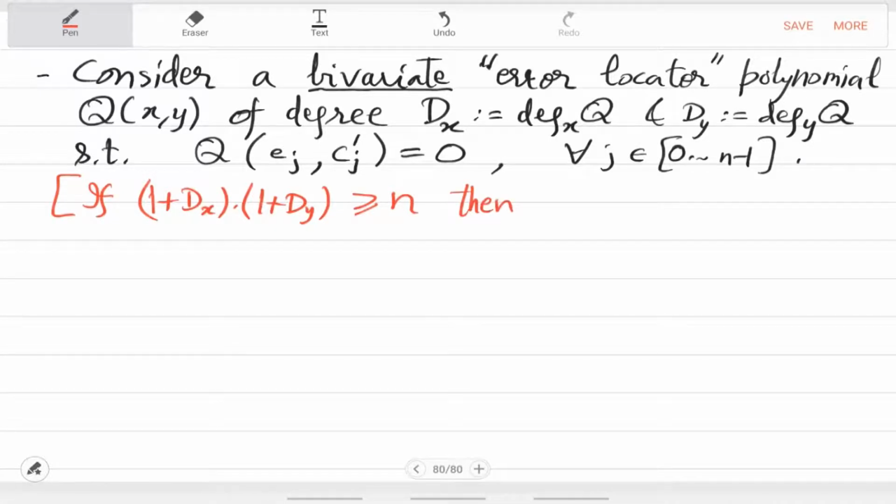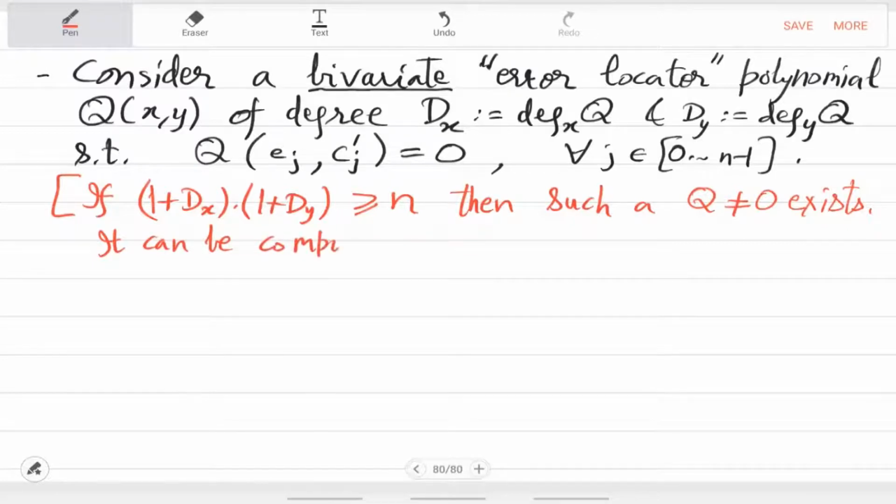In fact, many Q's may exist. Then such a non-zero Q exists, and it can be computed quite easily by linear algebra. Right, so it exists and it can be found easily. So, Bob does that. We have still not fixed dx and dy, because dx and dy will put more constraints and then we will solve it. Okay, so Bob now has computed this Q.